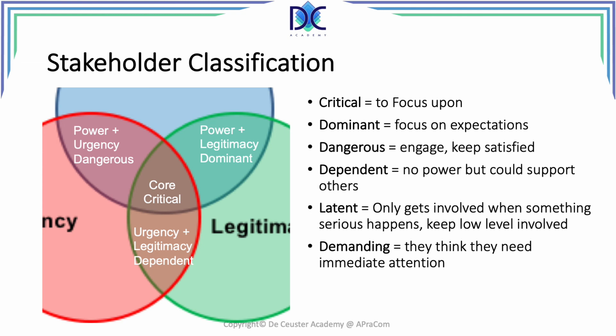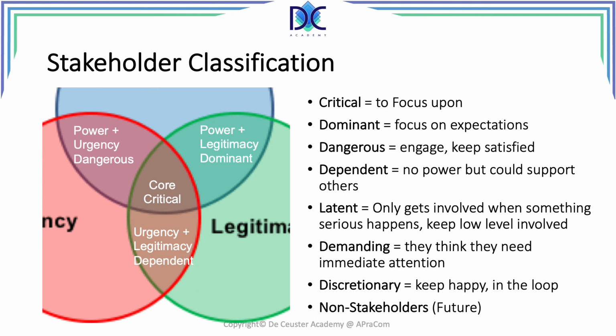Demanding people, people who think they need immediate attention, they may not be so powerful, but those people just have the idea that they have to have the information. Discretionary, those are the people you have to keep happy, you have to keep them in the loop. And non-stakeholders, so that maybe for the future they can be stakeholders later in the project.